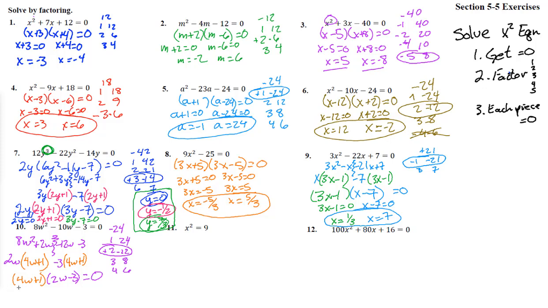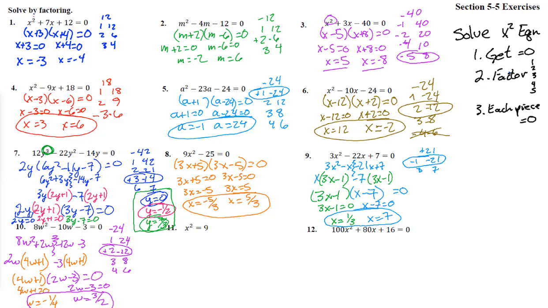So this one, 4w plus 1 equals 0. Subtract 1 and divide by 4, and you get w by itself. On this one, 2w minus 3 equals 0. Add 3 and divide by 2. And there we have it. W equals a negative 1/4 or a 3/2. Perfecto. Let's keep moving.